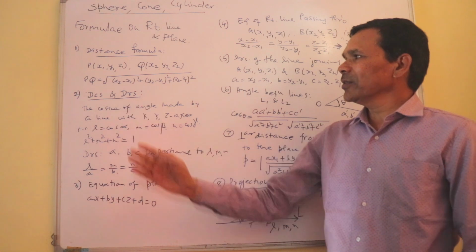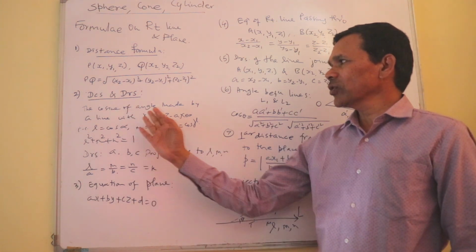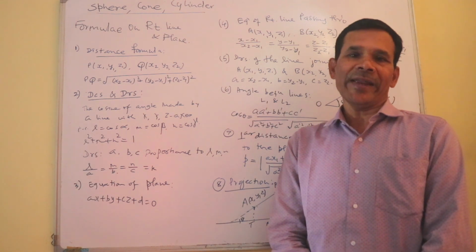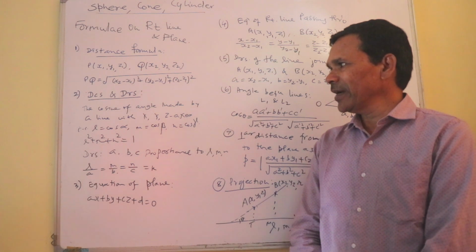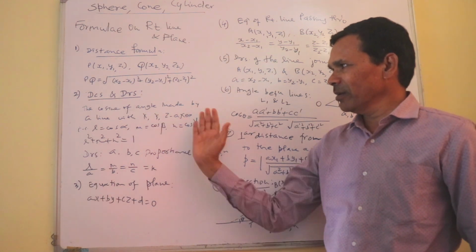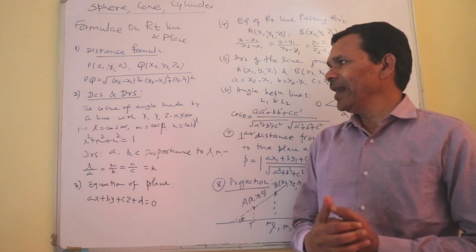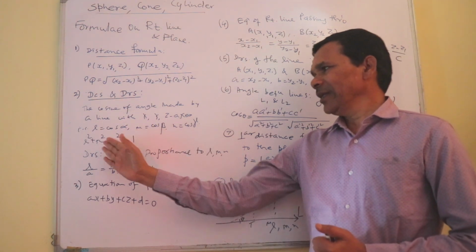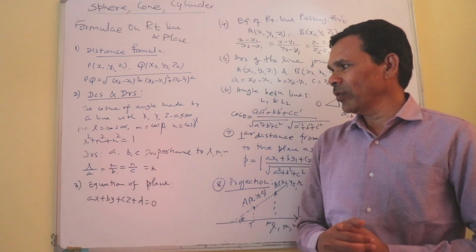Then the next point is direction cosines and direction ratios. You are aware that the cosines of the angles made by a line with the x, y and z axes, that is cos alpha, cos beta and cos gamma, are nothing but the direction cosines of the line. They are normally denoted by l, m, n, where, if you try to prove it, l square plus m square plus n square is equal to 1.